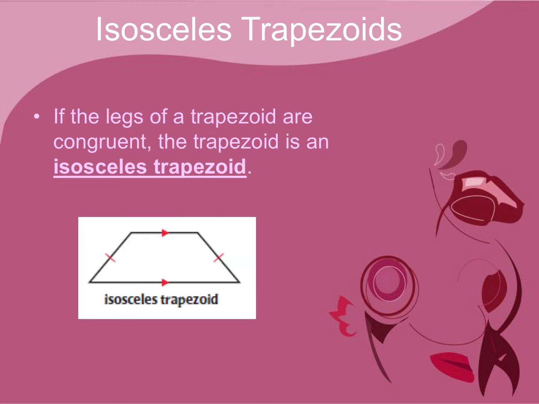Next, we're going to talk about isosceles trapezoids. Just like before when we had isosceles triangles, an isosceles triangle has two congruent sides. Here, the isosceles trapezoid is going to have two congruent legs. So if the legs of a trapezoid are congruent, the trapezoid is an isosceles trapezoid. Notice the congruency marks on the legs. Now, these are congruency marks. These are parallel marks. So the bases are not congruent, but the legs are. That's the congruent parts that make it an isosceles trapezoid.